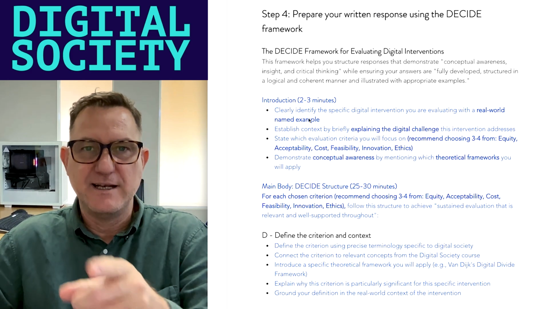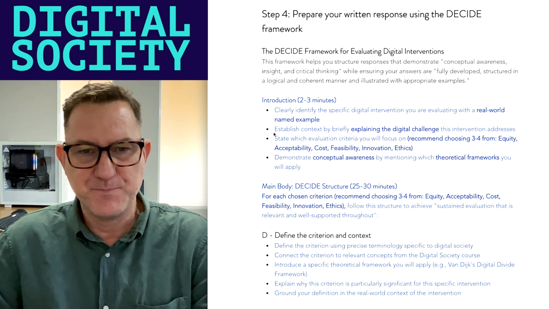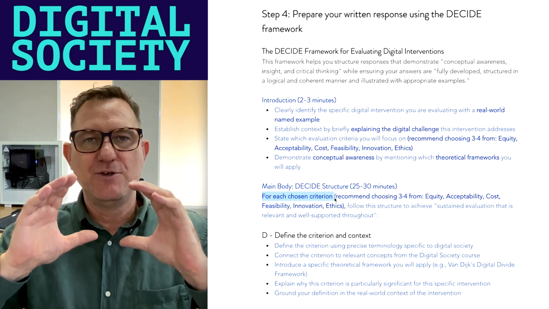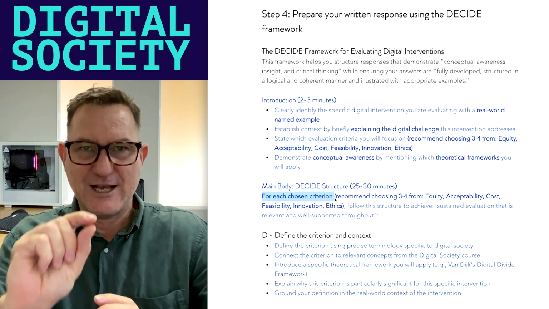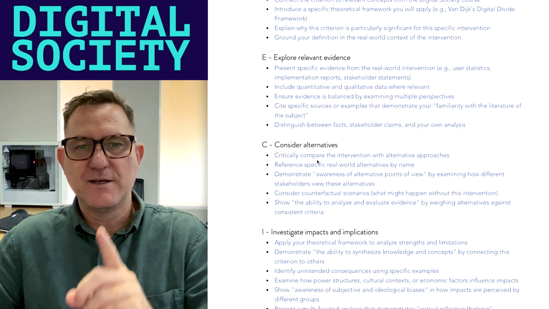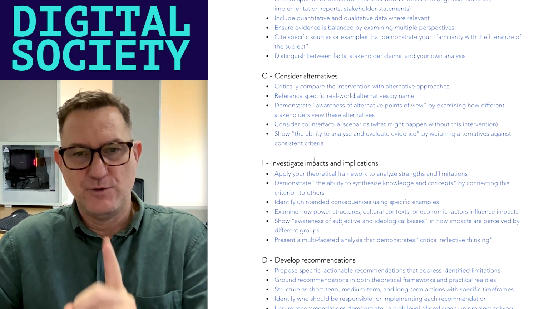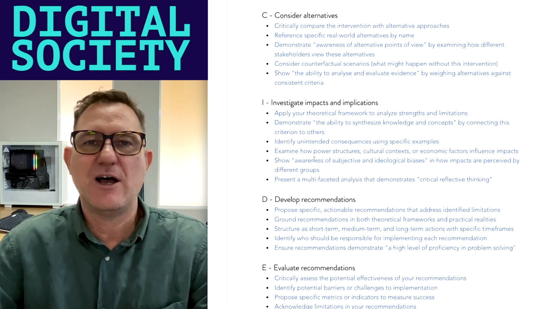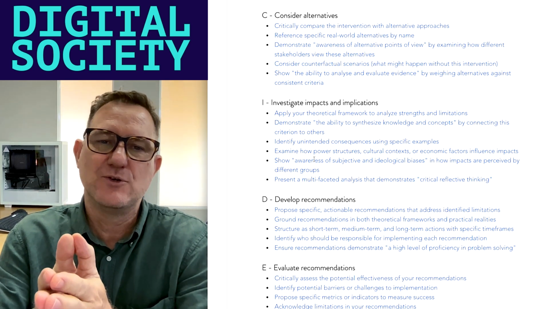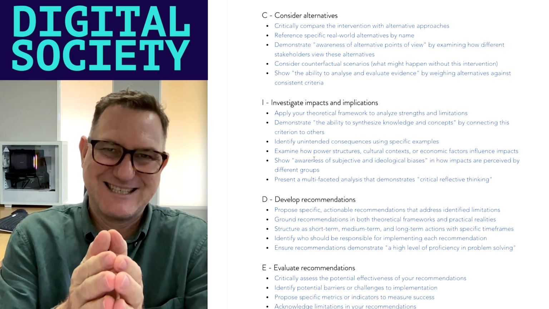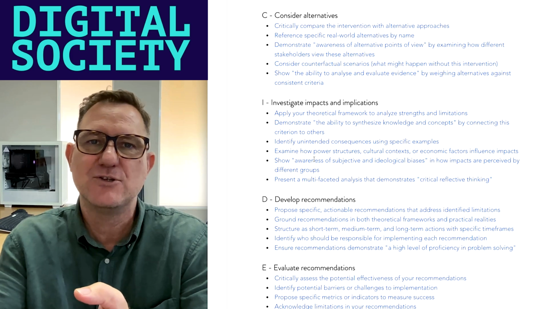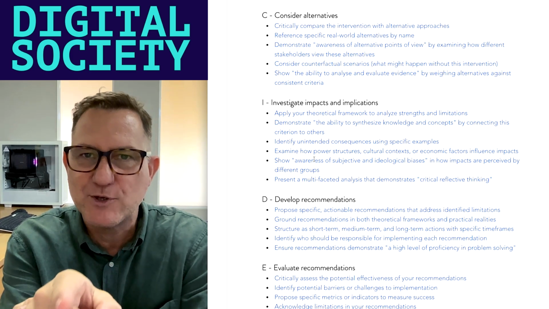Move on to the next thing, and now this is where the DECIDE structure comes in. So I want to emphasize, for each chosen criteria, you're going to do this once for equity, and you define, you then explore, you then consider alternatives, you investigate the implications. The IB Digital Society examiners love this. It's what the course is all about. It's not about digital technology, full stop. It's about digital technology and the impacts and implications on different stakeholders. So this one's really, really important.